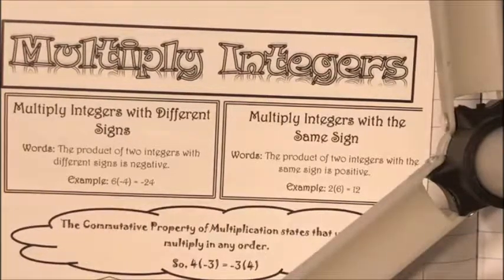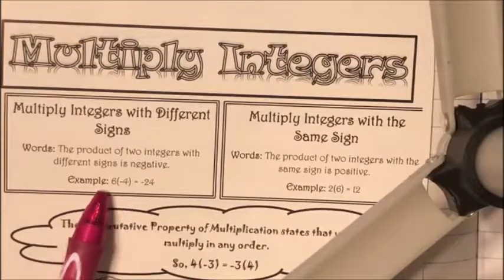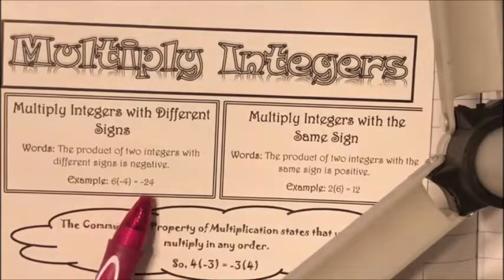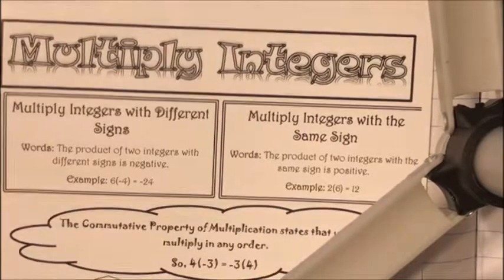So you'd multiply just like you would any other numbers. So 6 times 4 gives you 24. But because you have different signs, 6 is positive, negative 4 is negative, your answer is going to be negative.